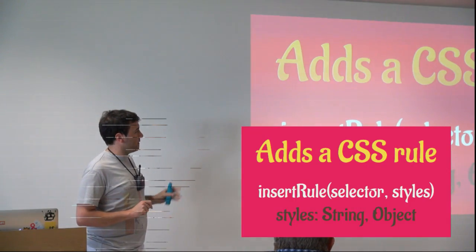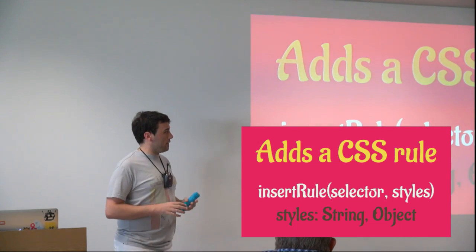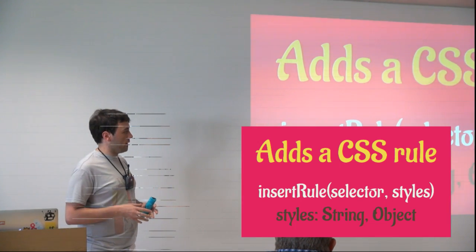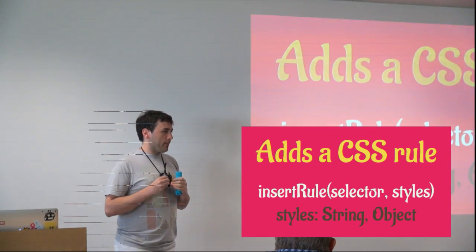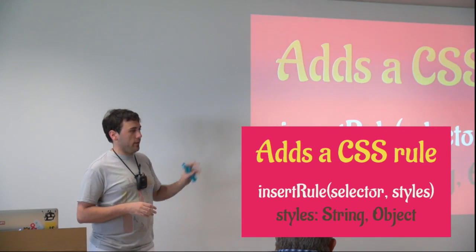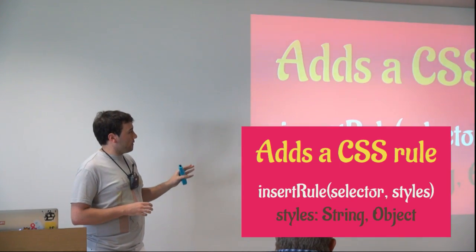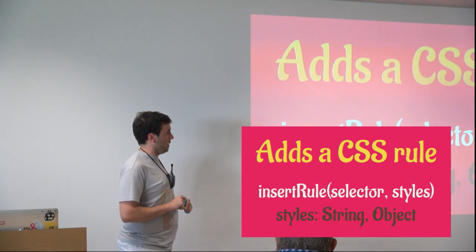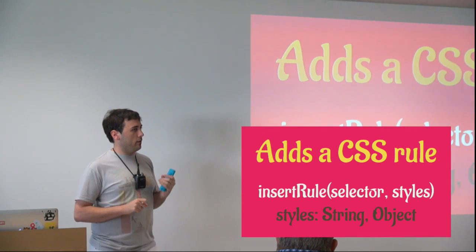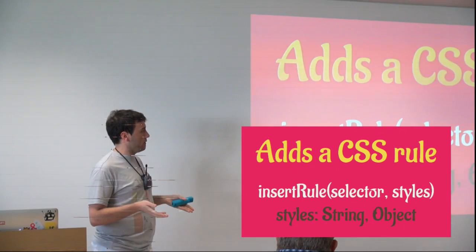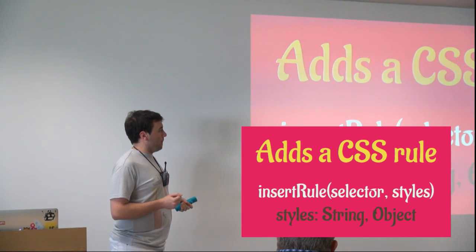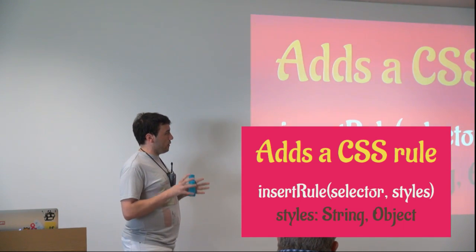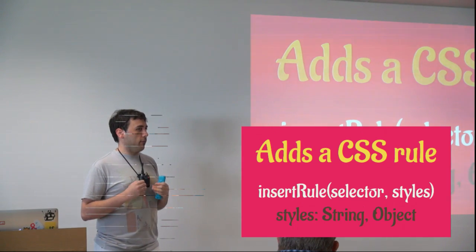And this really means that in the case of insertRule, I take a selector and a set of styles, and I always create a new CSS rule. The selector is always a string, right? It's just a CSS selector. But the styles can be either a string or an object. And what this really means is that your API should be flexible.